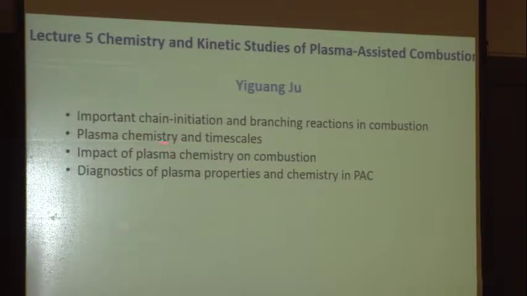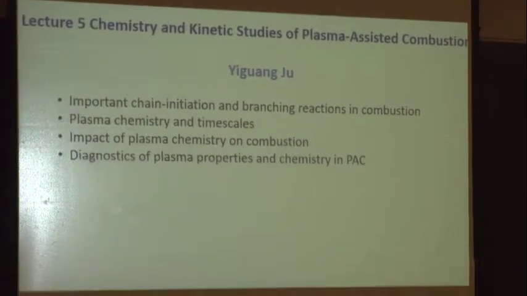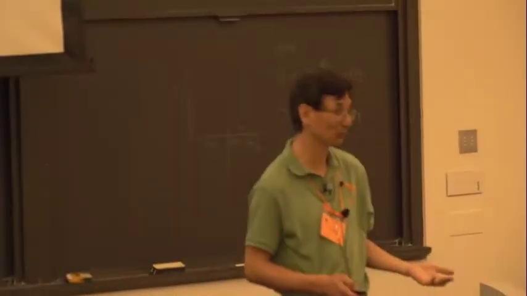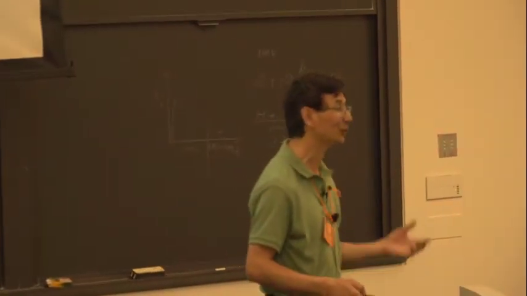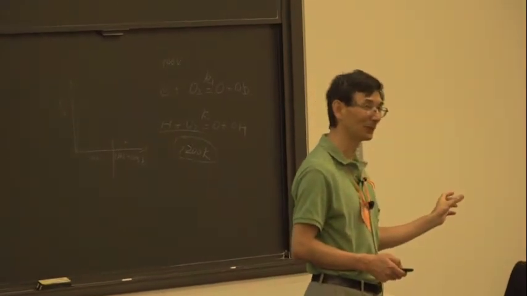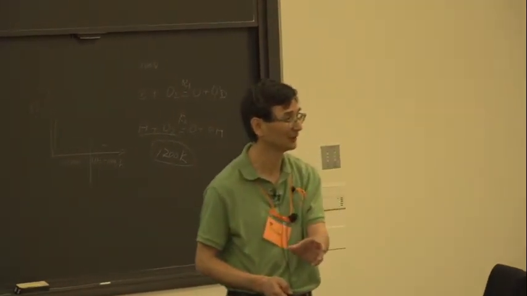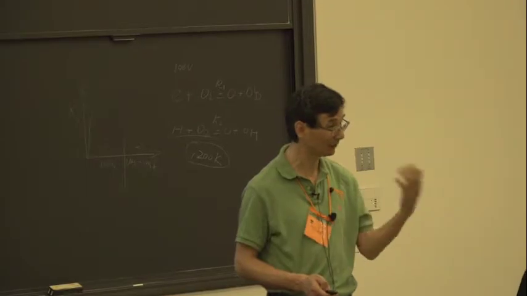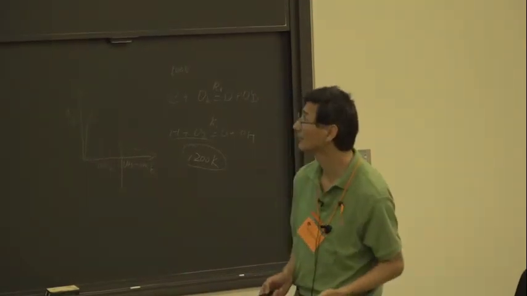Then the second question: what is the plasma chemistry? What is the time scale? If the plasma chemistry time scale is too slow compared to combustion, you don't do anything, right? If it's too fast compared to the combustion, you can separate them. You can model the plasma first and then model the combustion. If it's coupled, then you have to couple them together to understand it.